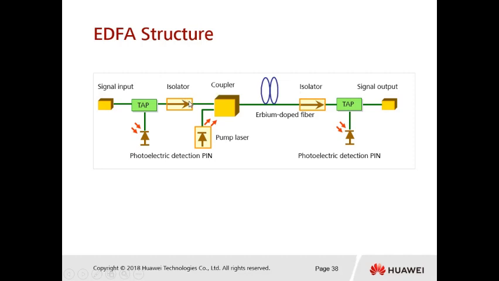Okay, and we will have two isolators over here. These two isolators are to reduce the reflected light. Okay, and then we have a coupler over here to mix the pumping laser light and your service light together and transmit into this erbium doped fiber. In this erbium doped fiber, the service will be amplified.